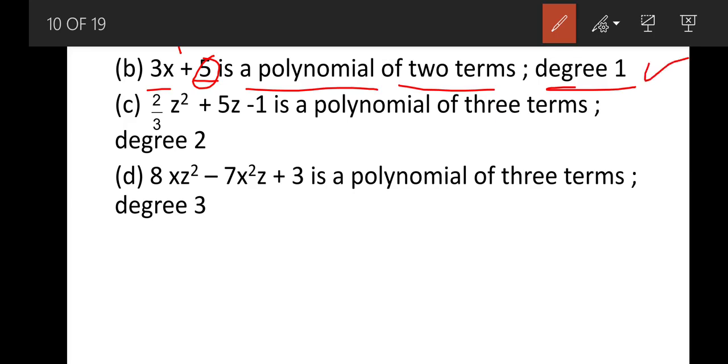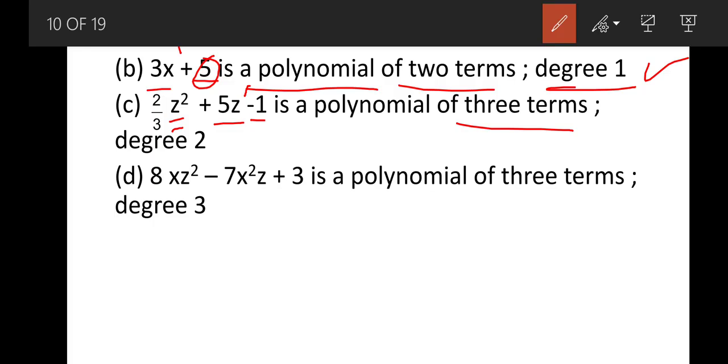So degree is 1. Now coming to the C part, that is 2 over 3 z square plus 5z minus 1. Whether it is a polynomial or not: first of all, how many terms are there? This is your first term, 5z is the second term, minus 1 is the third term. So 3 terms are there. Now the powers of the variable we need to see. Here the power of z is 2, that is positive. In the second term the power of z is 1, that is again positive. So it is definitely a polynomial.